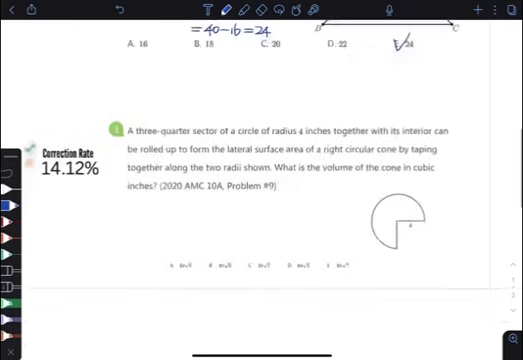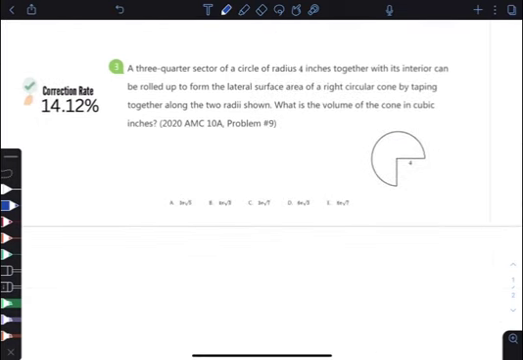Alright, let's go to the last one. A 3/4 sector of a circle of radius 4 inches together with its interior can be rolled up to form the lateral surface area of a right circular cone by taping together along the 2 radii shown. So what is the volume of the cone in cubic inches?